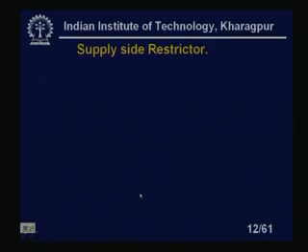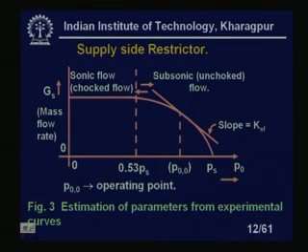Now the restrictors: we have two types, a supply side restrictor and a load side restrictor. Load side means on the flapper side, and supply side means the restrictor on the supply of air coming into the flapper nozzle system. You see here the estimation of parameters from experimental flows. We have plotted the mass flow rate GS. This part is sonic flow or choked flow, and this is subsonic flow, up to this point, and after this it is falling down. Ps is the supply pressure, and PO is the pressure coming out at some mid position of the flapper.